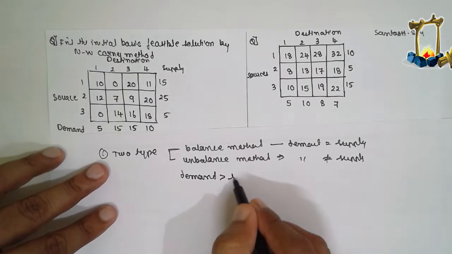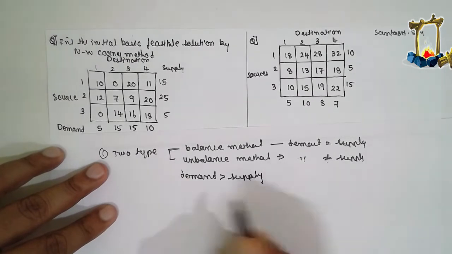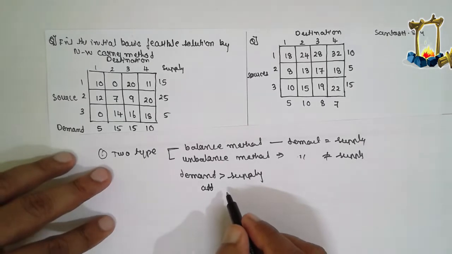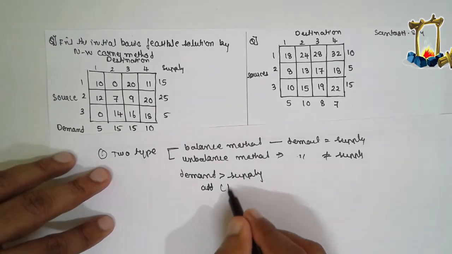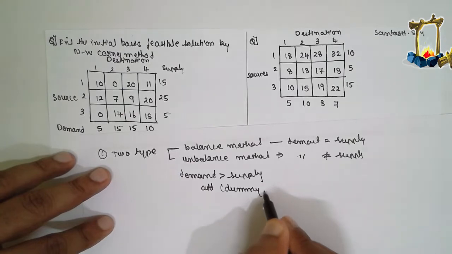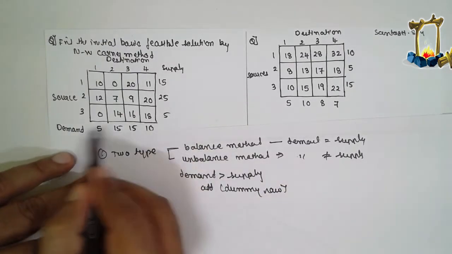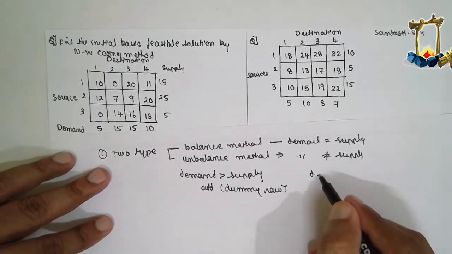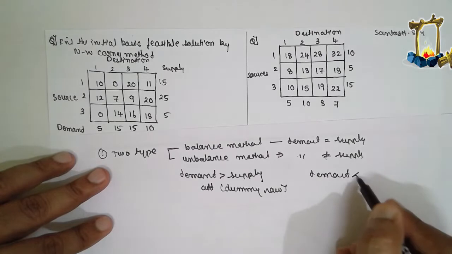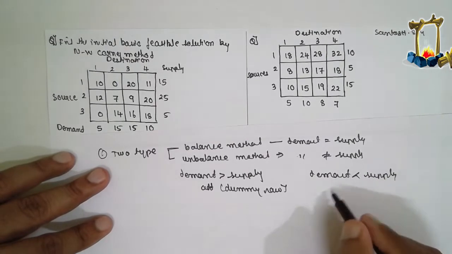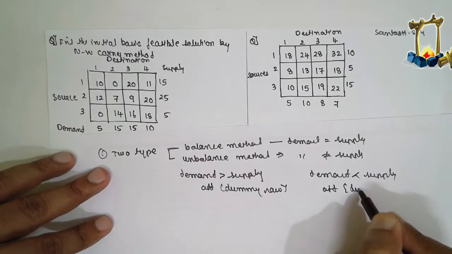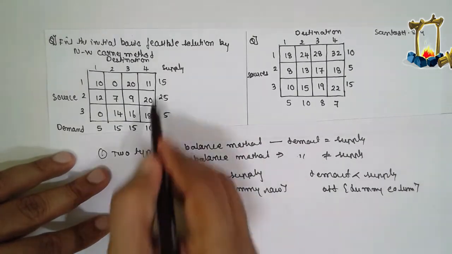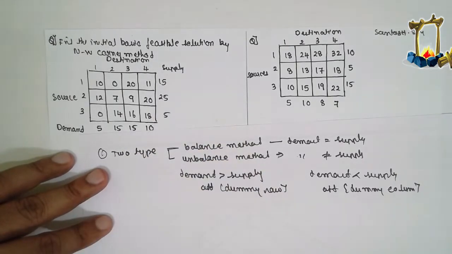when demand is greater than supply, add a dummy in the row. We have to add a dummy in the row. If demand is less than supply, add a dummy in the column. We have to add a dummy in the column in order to balance it.